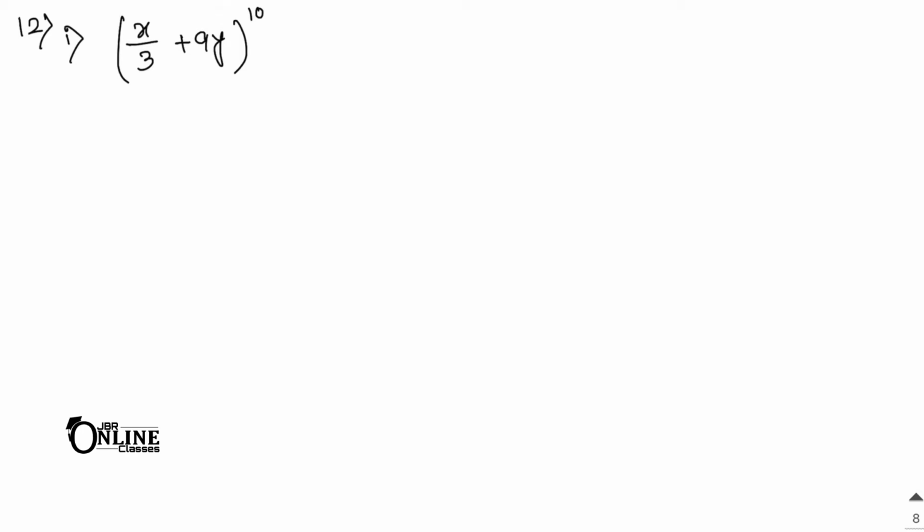Now next, sum number 12. Find the middle term or terms in the expansion of (x by 3 plus 3y) to the power 10. Okay, that means here n is an even number.